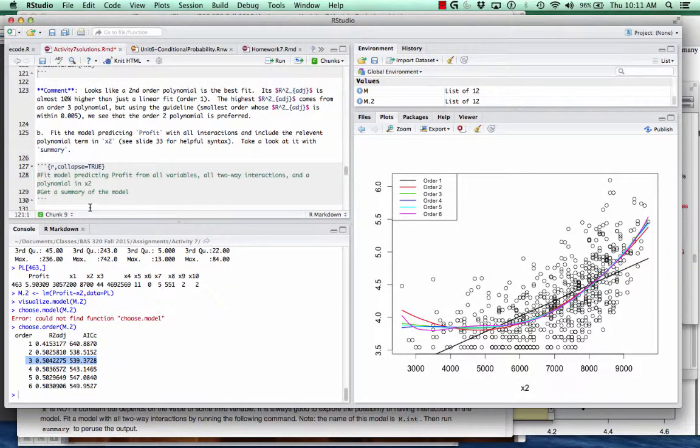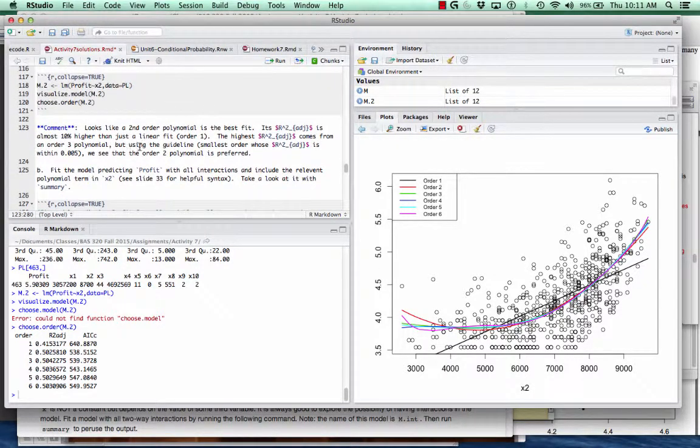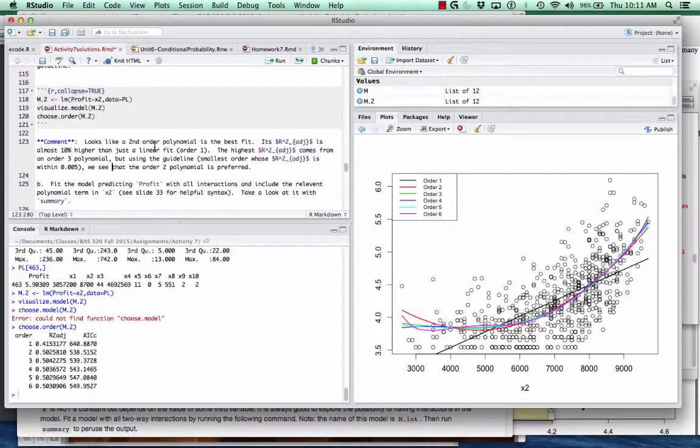And so the guideline is to choose the smallest order whose r-squared is still within 0.005 of the absolute largest value of r-squared. In this case, 0.005 smaller than 0.504 would be 0.499, and we see that the second order polynomial meets that criteria. Its r-squared adjusted isn't too much smaller, and it's simpler because it's only second order here. So we will go with the second order polynomial here.